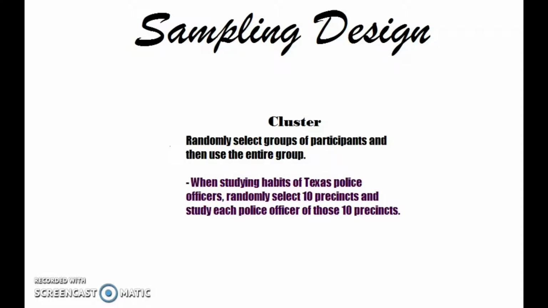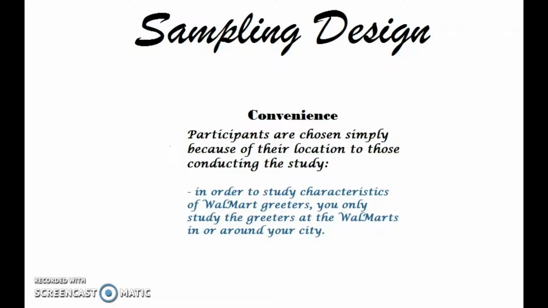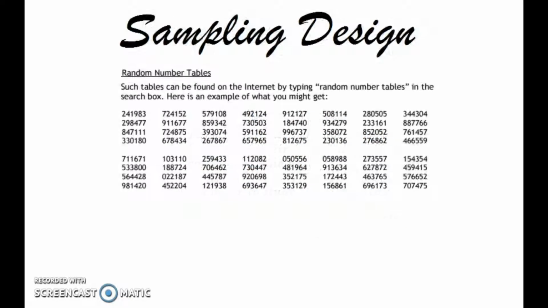Cluster is where you randomly select groups of participants and then use the entire group. So if you were studying habits of police officers in Texas, you randomly select 10 precincts in Texas and then study every officer therein. Convenience, participants are chosen simply because of their location to those conducting the study. So in this case, there's really no randomization.